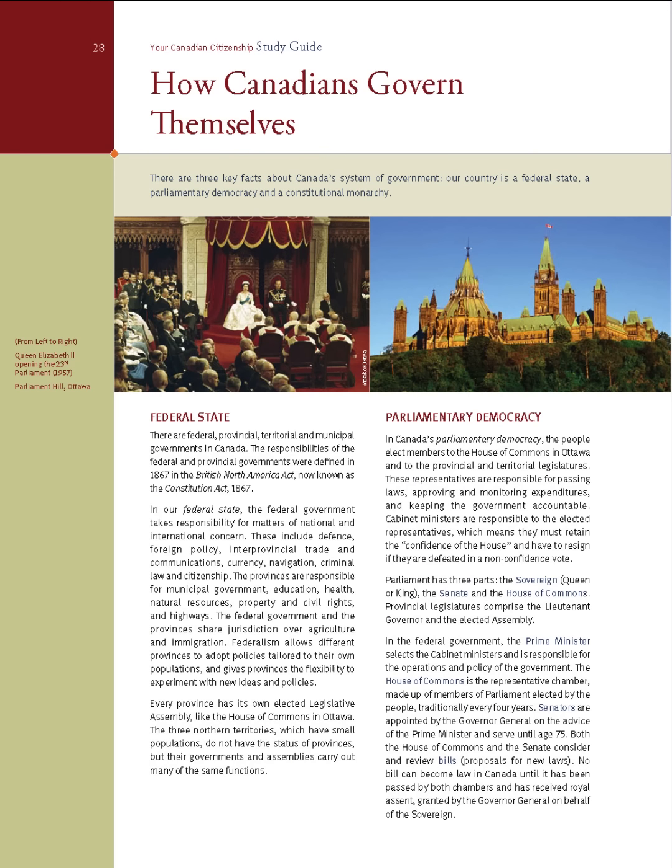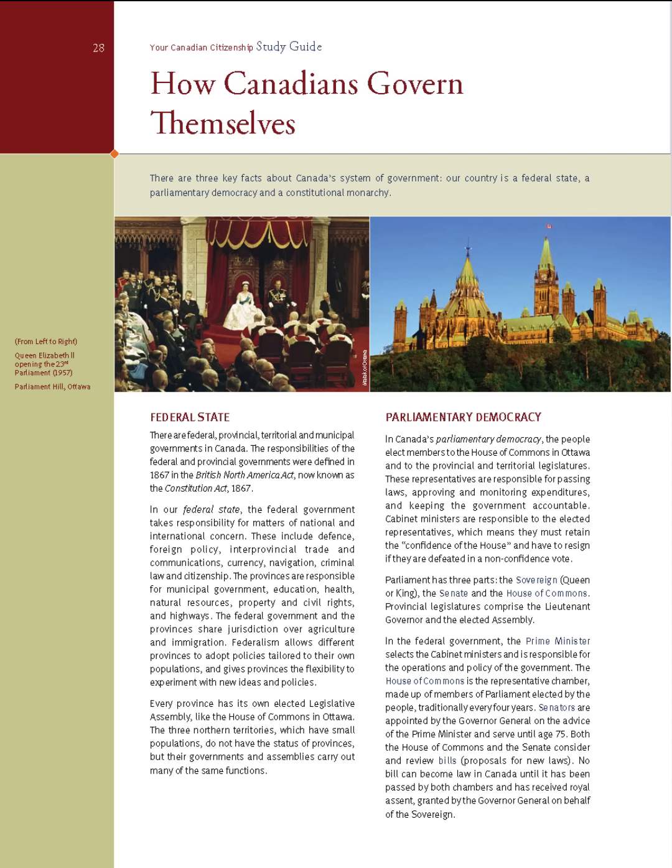How Canadians govern themselves. There are 3 key facts about Canada's system of government. Our country is a federal state, a parliamentary democracy, and a constitutional monarchy. Federal state. There are federal, provincial, territorial, and municipal governments in Canada. The responsibilities of the federal and provincial governments were defined in 1867 in the British North America Act, now known as the Constitution Act, 1867.